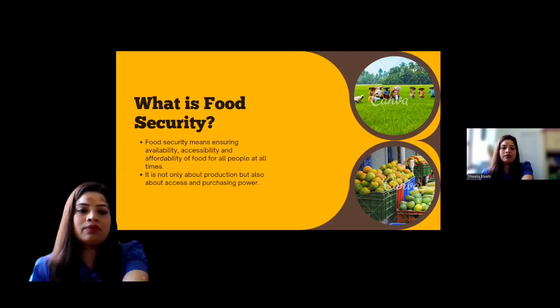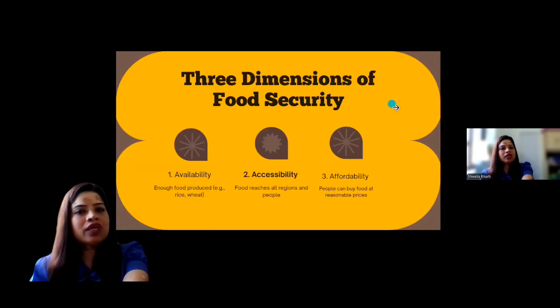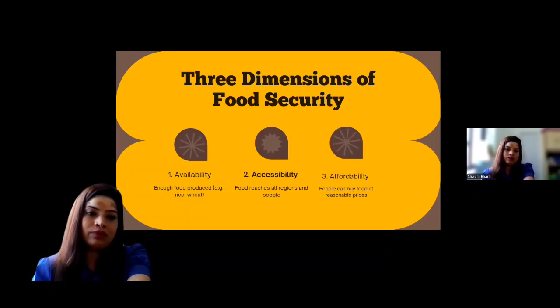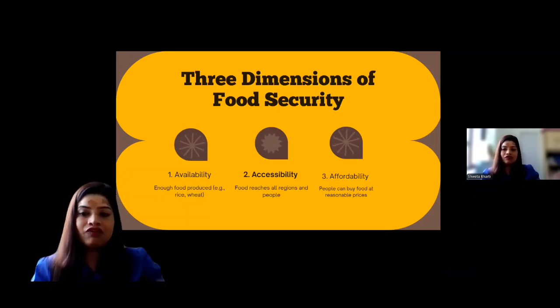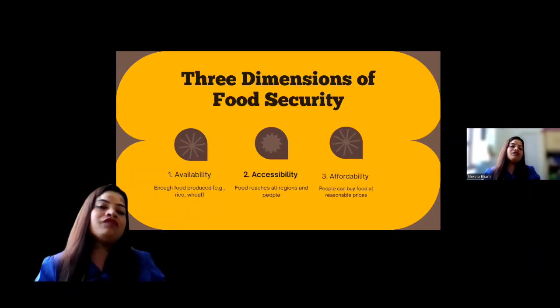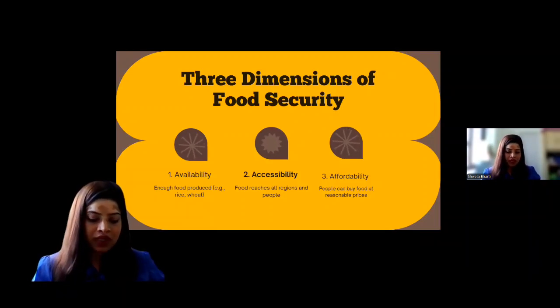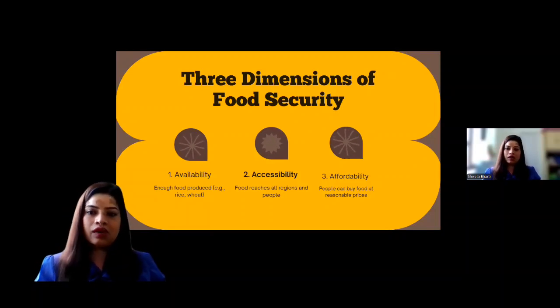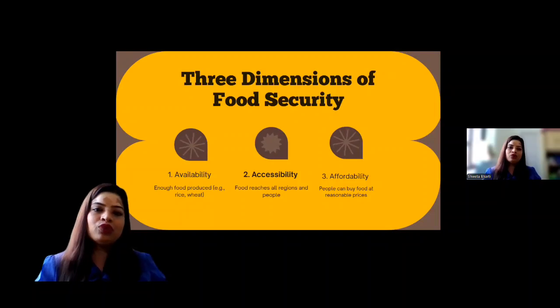It's not only about the production but also about the access and purchasing power. Next comes the three dimensions of food security about which we were talking: availability, accessibility, and affordability. Availability means that enough food should be produced in a country. If I talk about a condition where we had scarcity of food in the 1960s, around that time period, and we were suffering to have food.